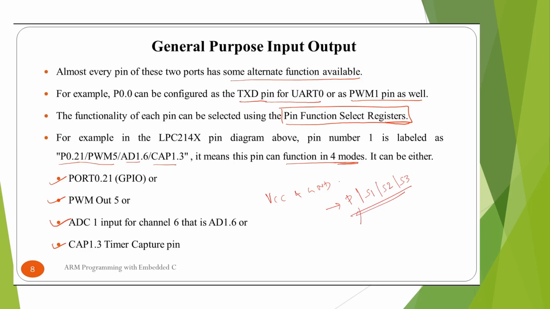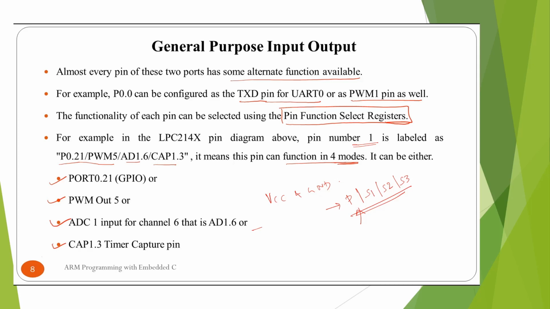The default function is the primary function, and if you want to choose a secondary function, you have to use the pin function select registers. So in this fourth point, you see pin number 1 is having 4 functionalities. First one is the default GPIO function. Next one is secondary function 1, PWM generation. Secondary function 2, analog to digital conversion. And the third secondary function, timer capture.